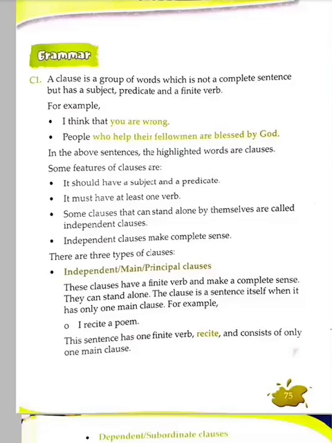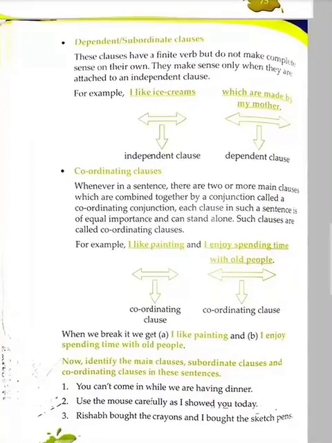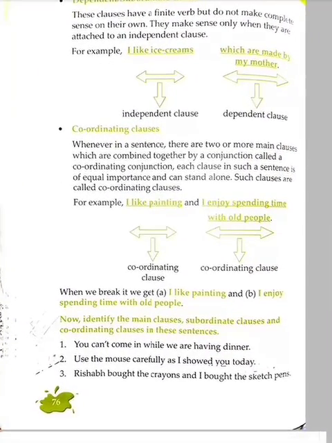clause. Principal clause means the clause which can express its meaning on its own, means independent. Subordinate clause means the clause that is dependent upon the principal clause, means subordinate clause cannot express its meaning completely without the help of the principal clause. And coordinating clause, where 2 independent sentences are joined with a coordinating conjunction. See the example is I like painting and I enjoy spending time.